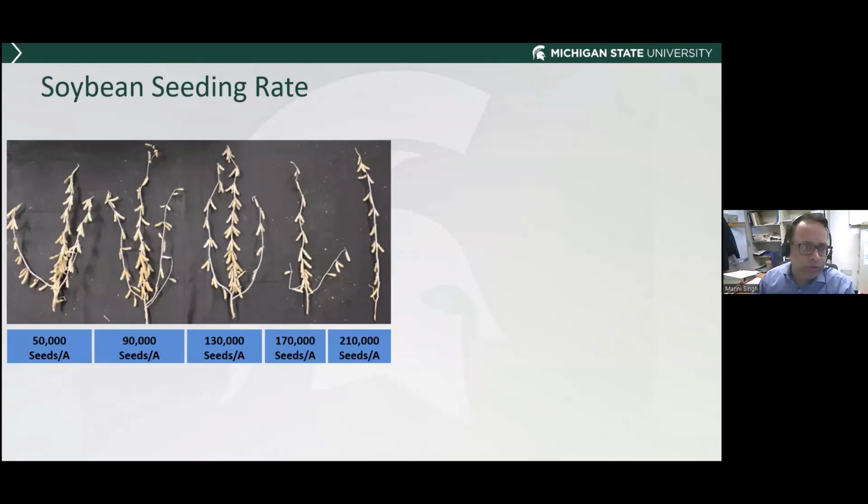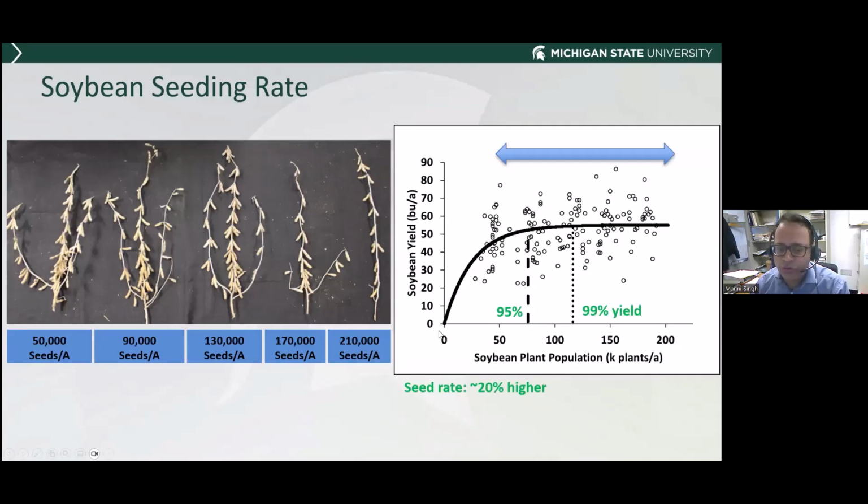If we start with soybeans, I probably have shown this picture before, it shows the ability of a soybean plant to branch out and compensate for a relatively low stand, right? As we go to these low populations, the plant is able to branch out, right? And increase the yield potential on a per plant basis. And that leads to this sort of a response curve, where to increase yield early on, we do need a lot of plants. But once we reach that 95% yield potential or so, going from there to 99% yield takes a lot of extra plants. And if we push higher, we don't gain much, right?